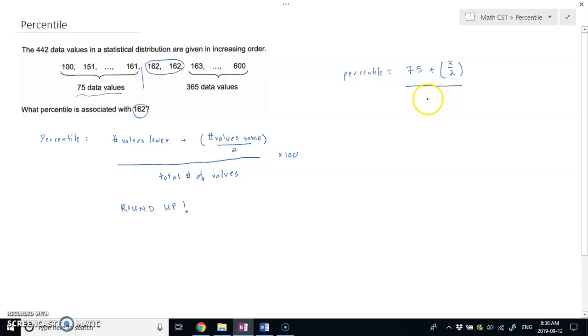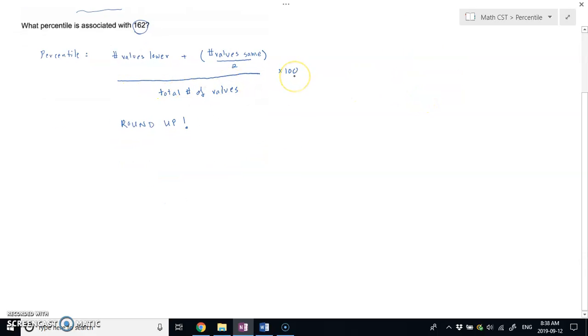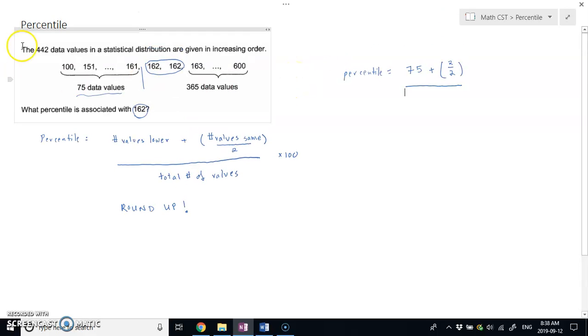Then you put your total number of values as the denominator. So they give that in the question actually, even though you could add them up. It does actually say in the question that there's 442 data values over here. So I'm going to put that right in there. And then we times by 100. So the first step to not making a mistake is to do the brackets first. 2 divided by 2 is just 1, so I can say, well, I have 75 plus 1 over 442. Times 100.